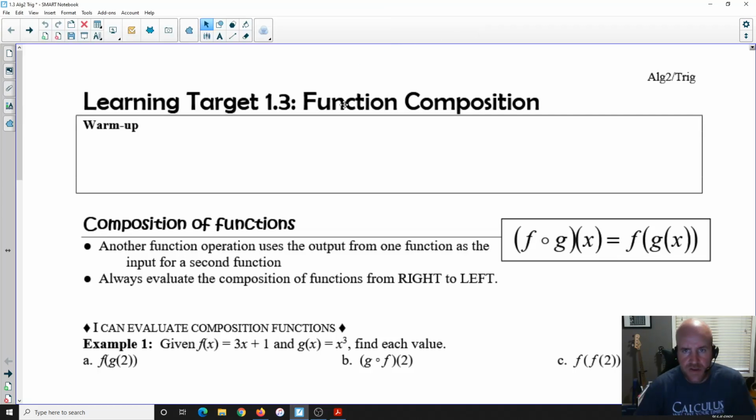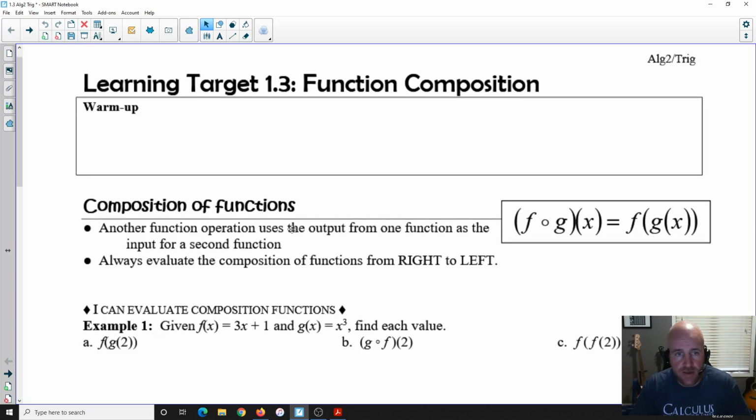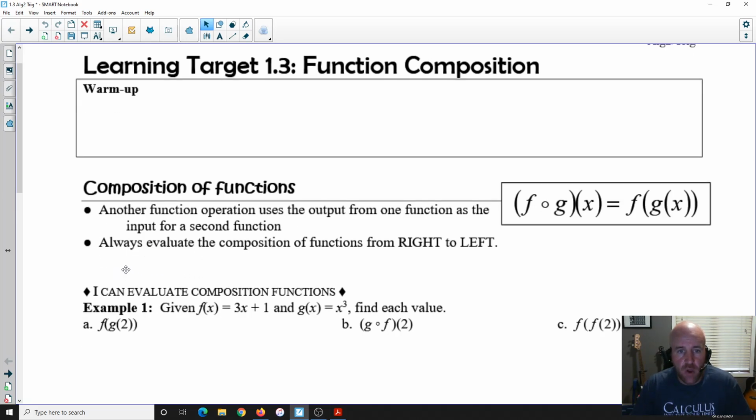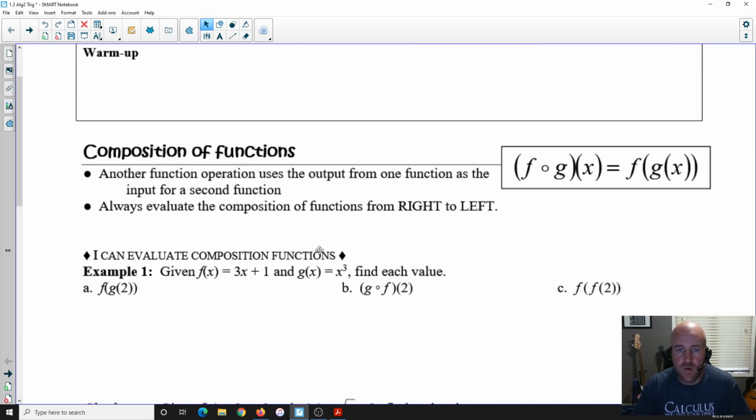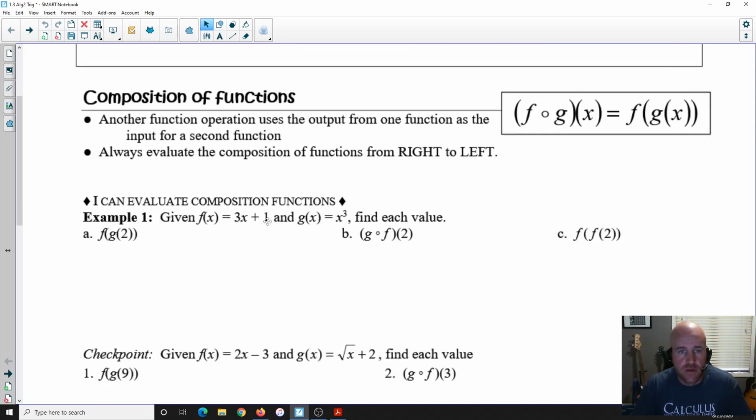All right, so section 3, we are dealing with function compositions. So this is similar to stuff that we've done with evaluating functions because a composition of functions takes two functions. One of them becomes the input of the other function. So as I go through this, you should start to see. If not, I can clarify in class. Always evaluate the compositions of functions from right to left. So I will talk about that here in a moment.